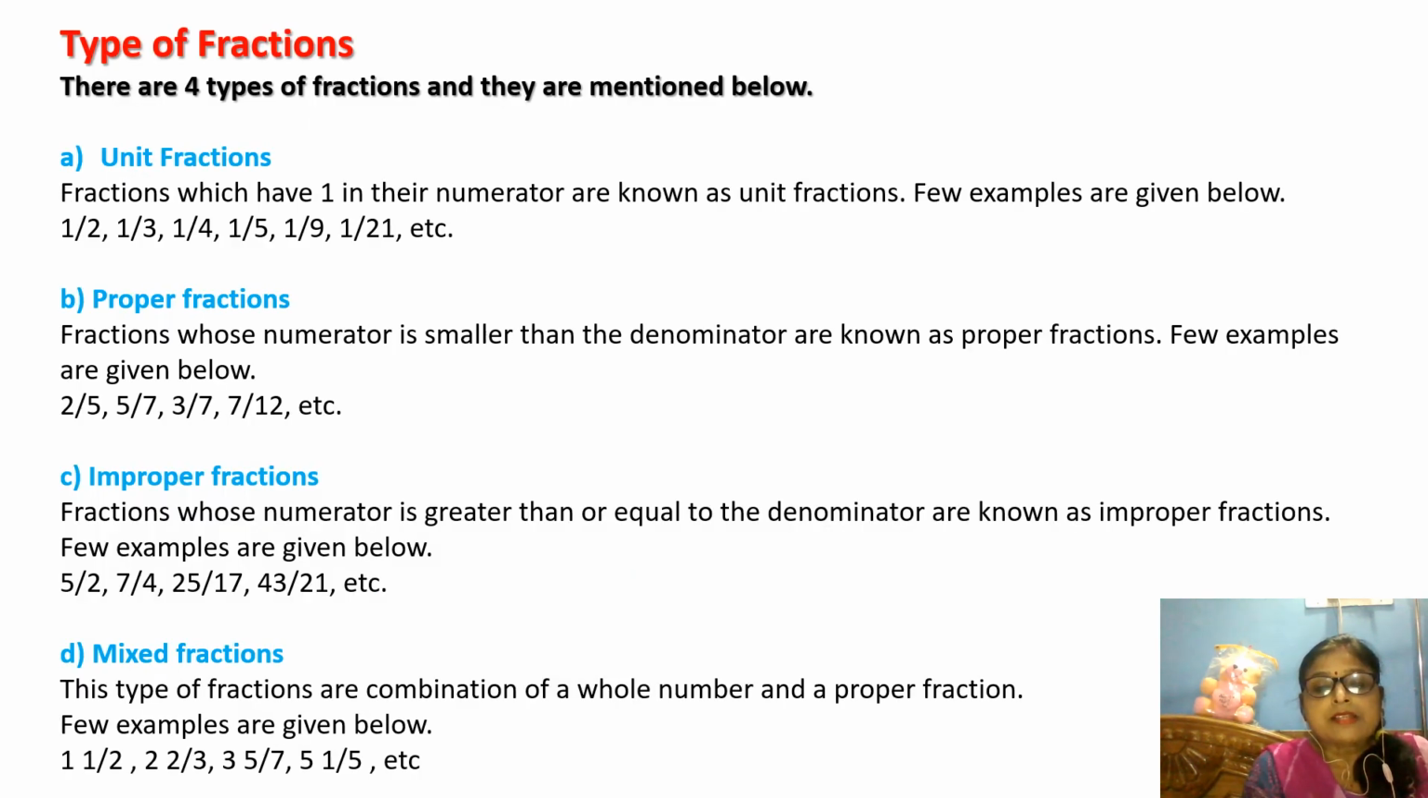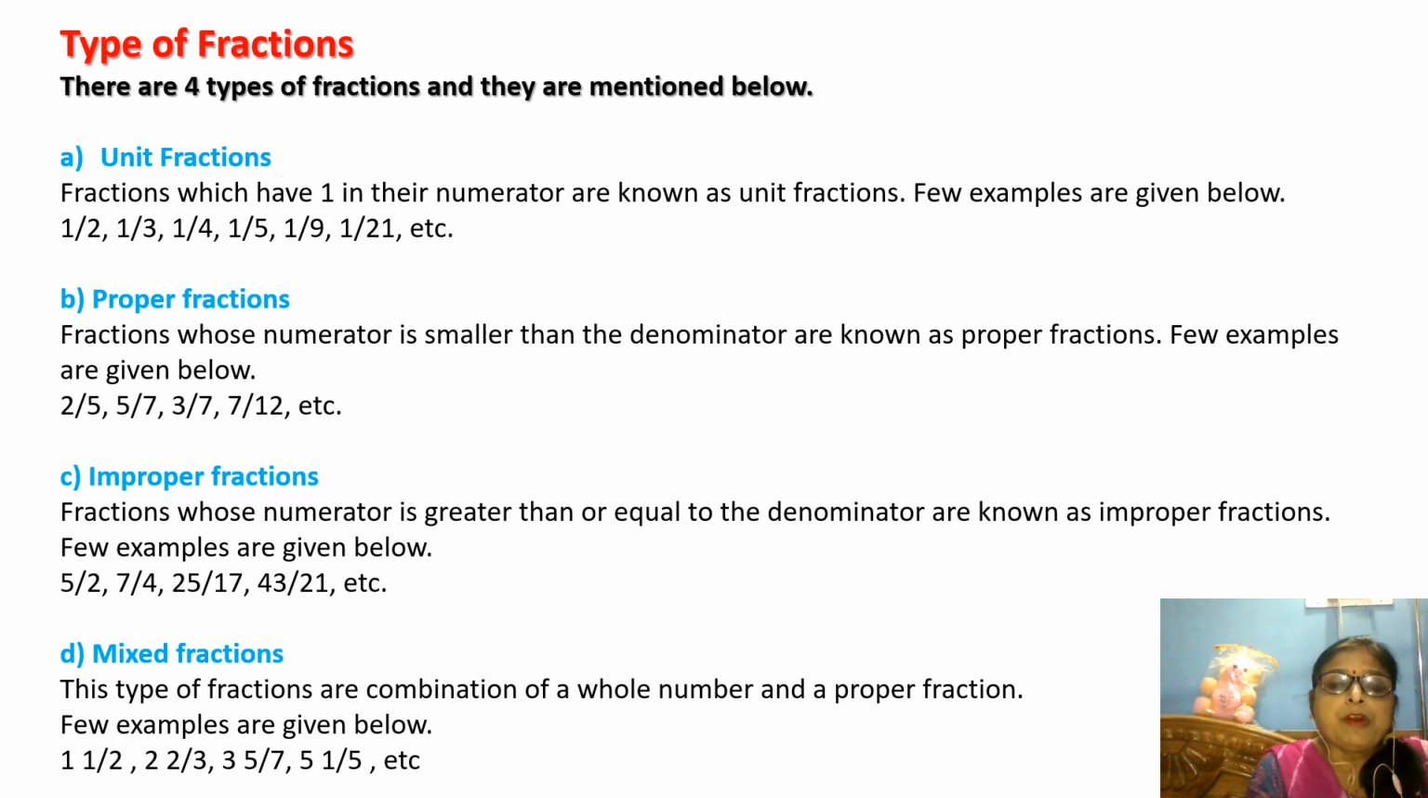Now, next, types of fraction. There are 4 types of fraction. First one, unit fraction. Fractions which have 1 in their numerator are known as unit fractions. Example is given here. 1 by 2, 1 by 3, 1 by 4, 1 by 5, 1 by 9, 1 by 21 and so on. Here numerator is 1. So this is your unit fraction.